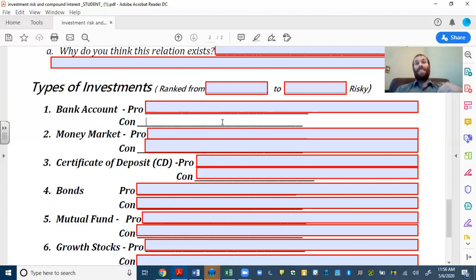You pay your income tax and it's taxed annually. So it gets taxed every year. That's a big con. Okay, so that's your general bank account.